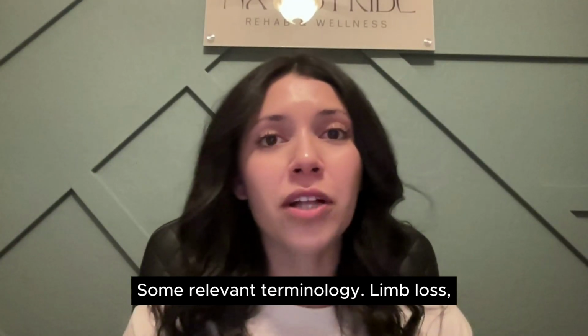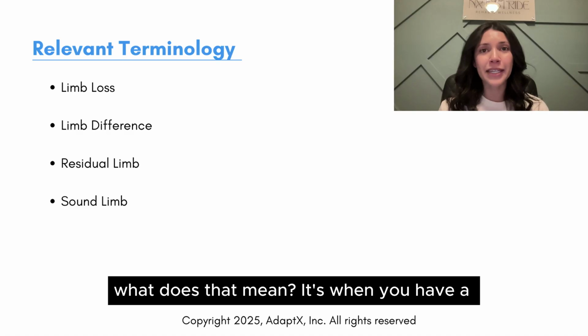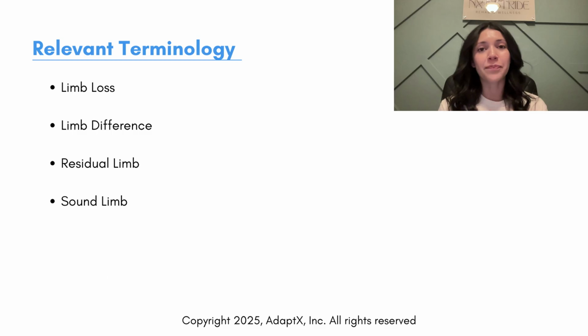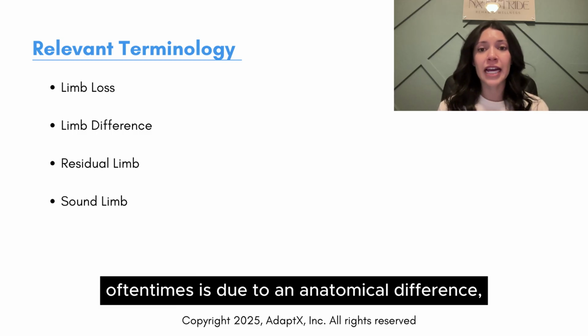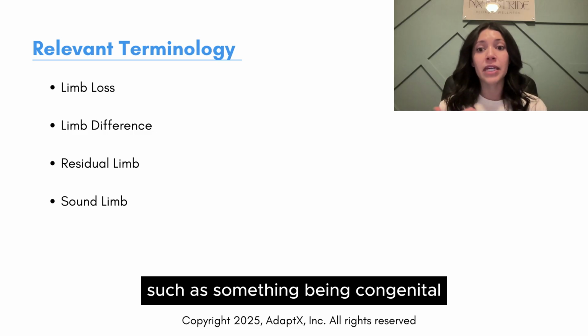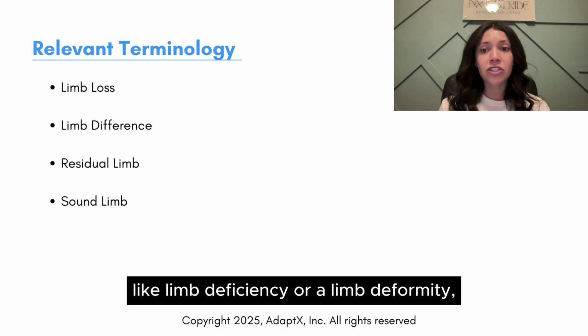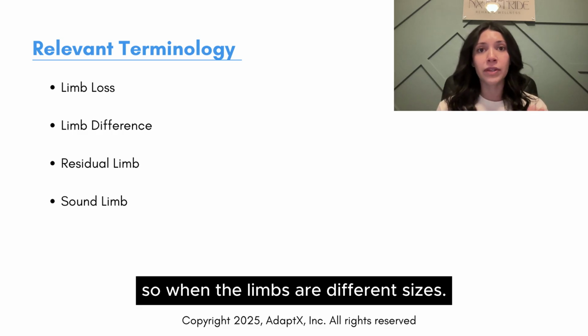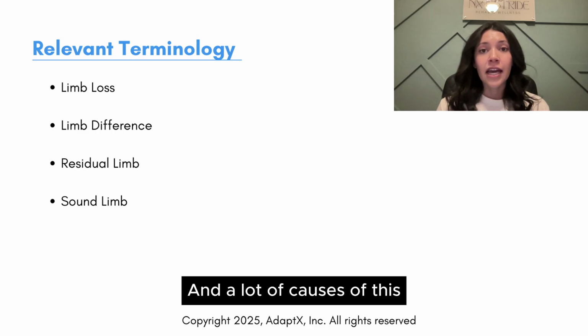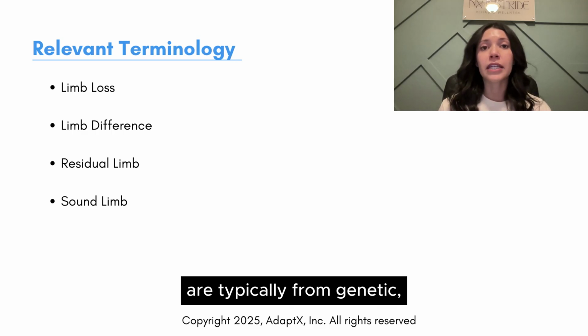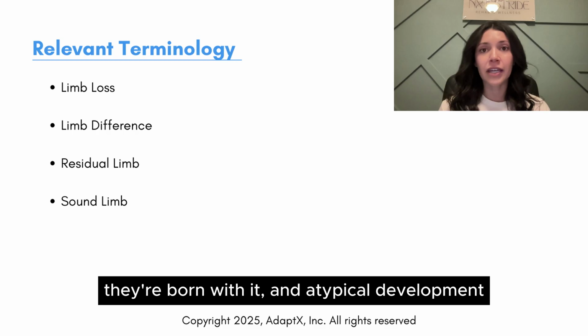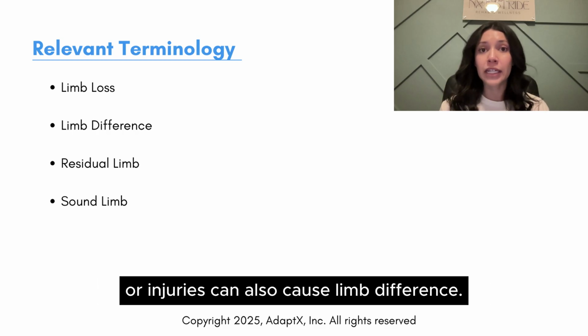Some relevant terminology: limb loss, what does that mean? It's when you have a portion of your limb missing, versus limb difference, which oftentimes is due to an anatomical difference, such as something being congenital, like limb deficiency or a limb deformity, or limb length discrepancy, so when the limbs are different sizes. A lot of causes of this are typically genetic, they're born with it, an atypical development, or injuries can also cause limb difference.